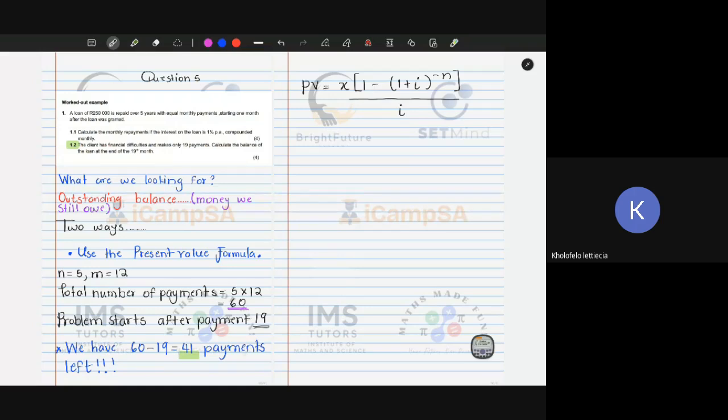Okay, we can do so. But the reason why I'm putting PV is because you would know what the PV means here. You need to know what I am calculating. So I'm using this formula fundamentally to calculate the outstanding balance. You'll see how we'll conclude our answer.